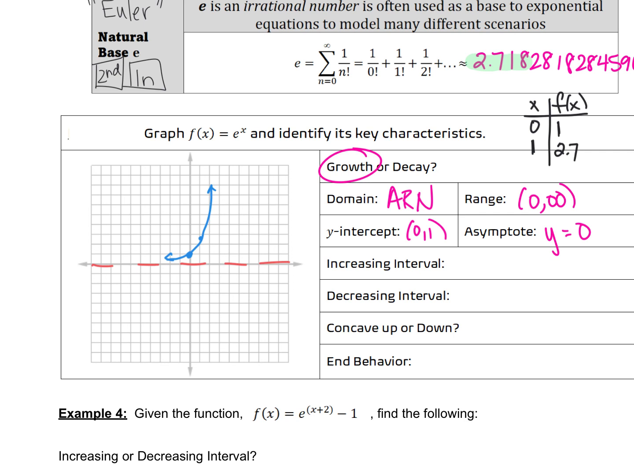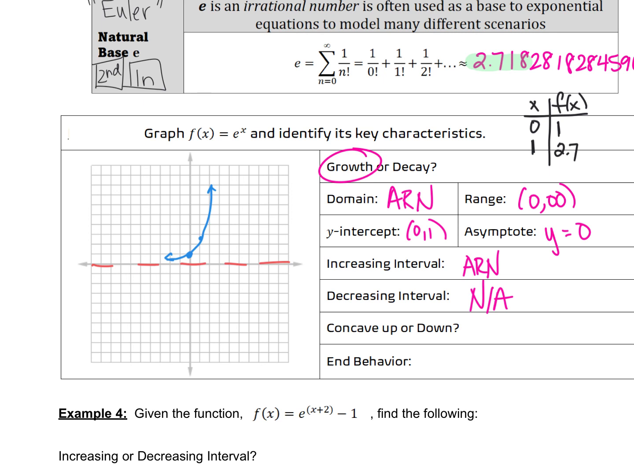I don't know. It might have. Sometimes they flash. It's increasing, right? So decreasing is not applicable. It only does one thing. Where does it increase? The entire thing. Okay? So we can say all real numbers because it comes from the domain.